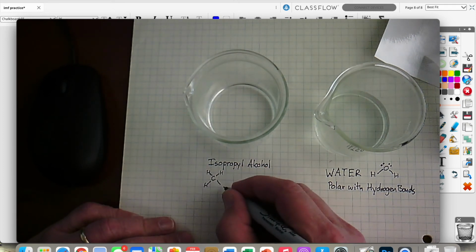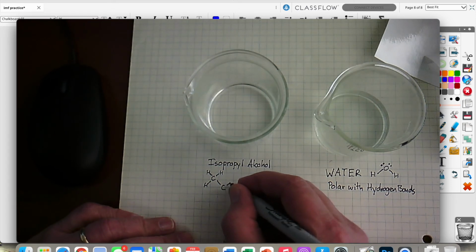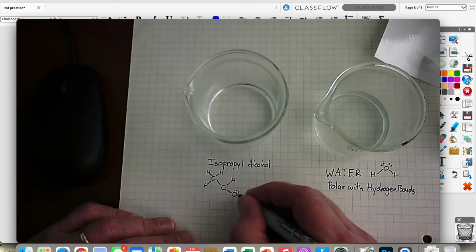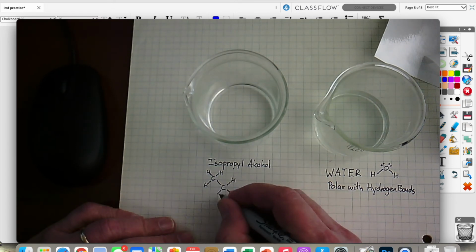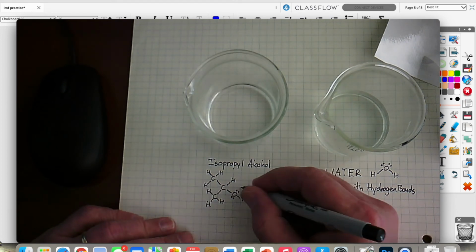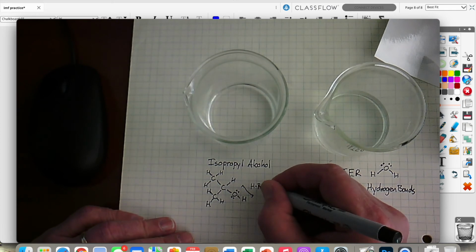And if we look at the Lewis structures, you can see the water is polar with hydrogen bonds. It has OH with two unshared pairs of electrons. And isopropyl alcohol also does hydrogen bonding, right? And so you'd say, well, these aren't very different.